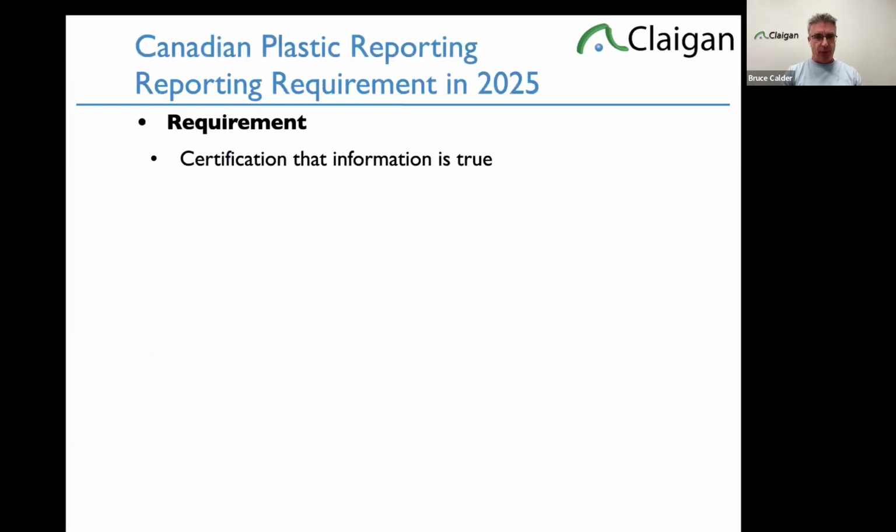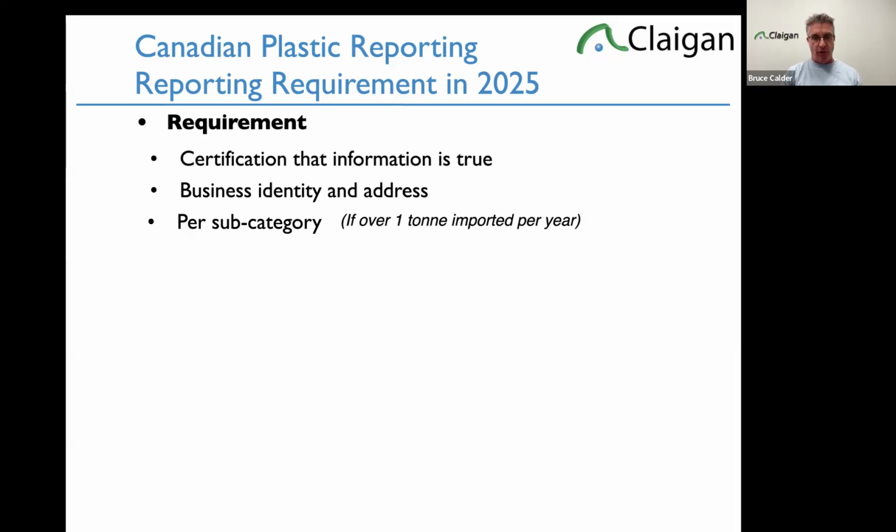So what do you have to report? You certify that your information is true. Awesome. Your business identity and address. Okay. And then per subcategory, like professional monitoring and control, if you're over 1 ton a year of that product subcategory, for each plastic resin in it, and I'll show examples later. I'm like, this is a little hard to keep track of.